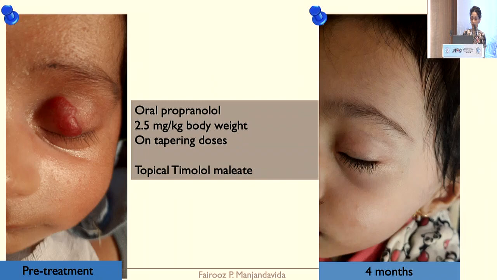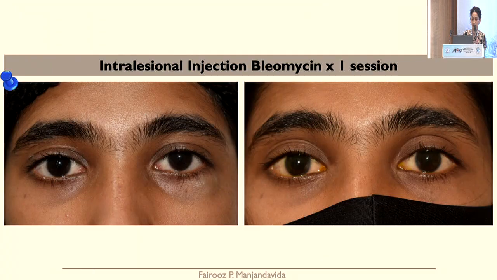the left eye. Now, we do have these vascular tumors where we can treat conservatively, even without surgery, as in this case of oral propranolol in a capillary hemangioma with topical timolol maleate. And this is a case of an eyelid varix, a venous malformation, where an intralesional injection of bleomycin, one session, was given, and the entire lesion regressed.